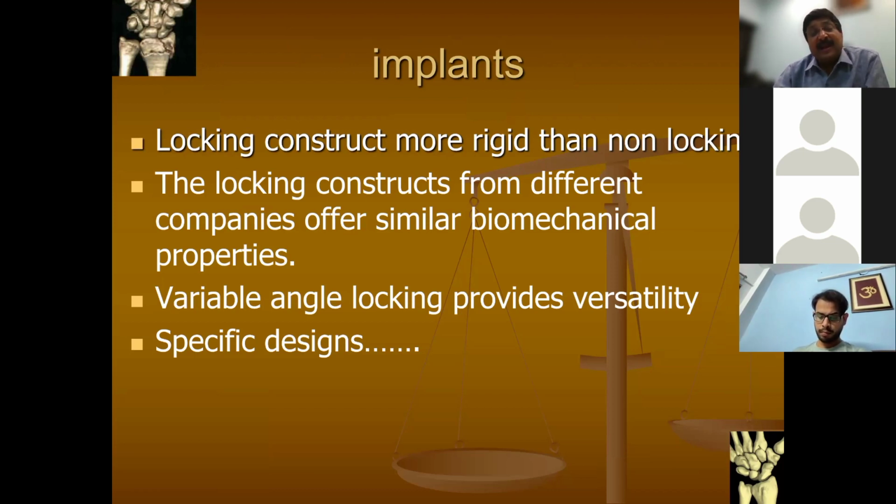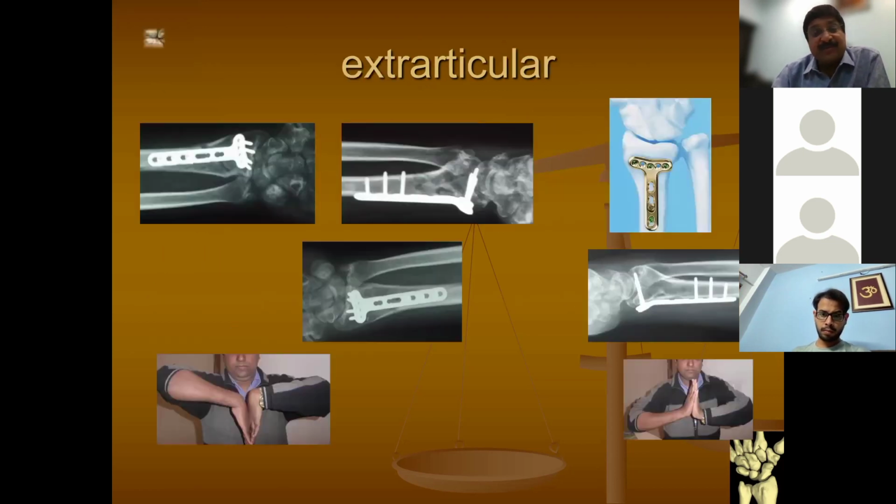But definitely variable angle locking provides more versatility. So we'll be seeing in the next few cases how variable angle helps us. And there are definitely some specific designs for specific situations, and we'll be discussing a few examples. First, this is an extra-articular Synthes LDRS system, which came in 2004. Here, all the screws were 2.4, so that more screws can pass through the plate, giving more stability or, you can say, support under the articular surface.